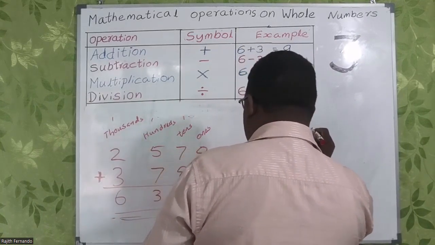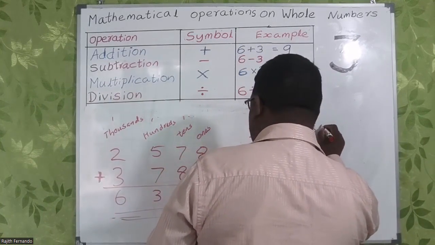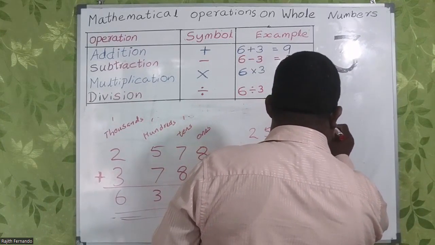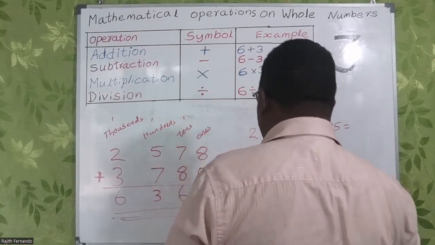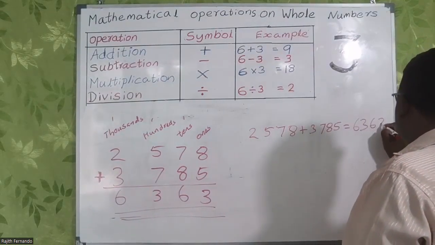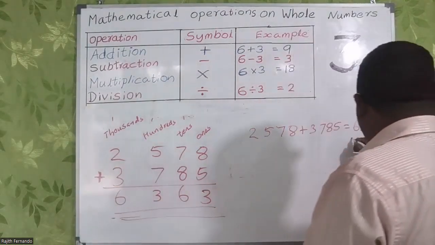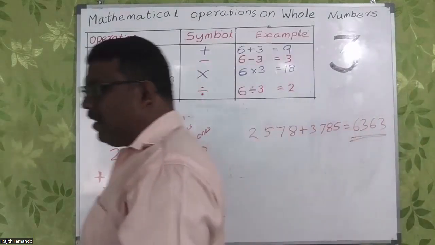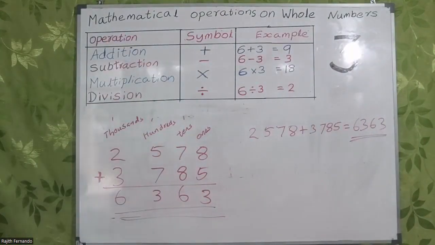That is, you can say 2,578 plus 3,785 is equal to 6,363. This is the answer you can get. Understand? Okay.